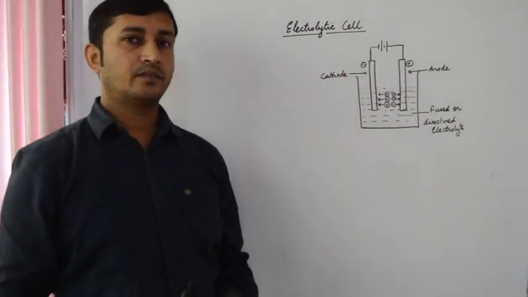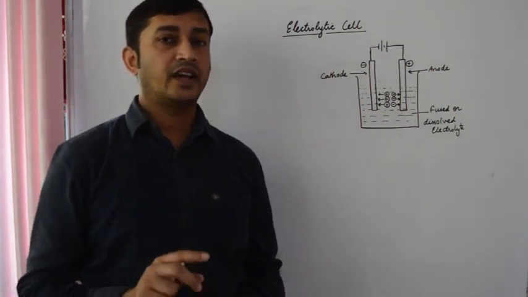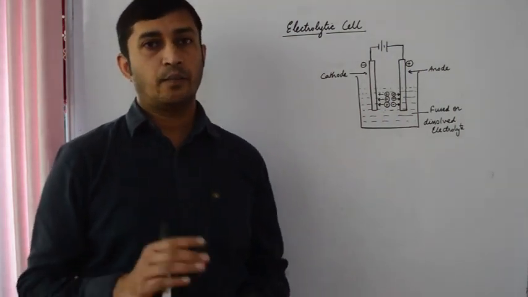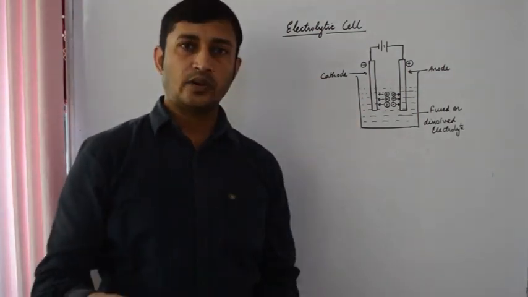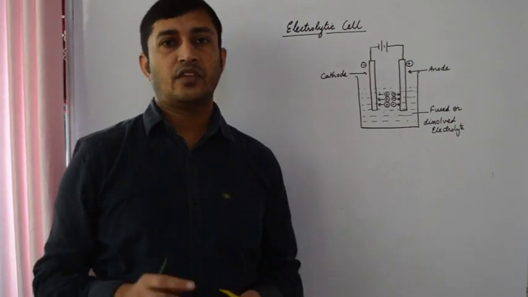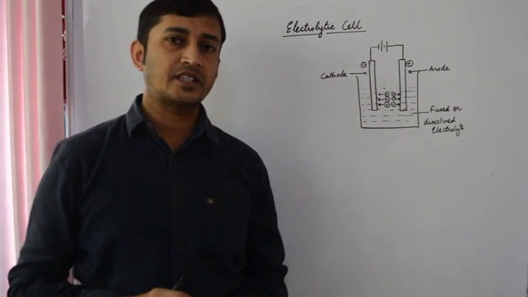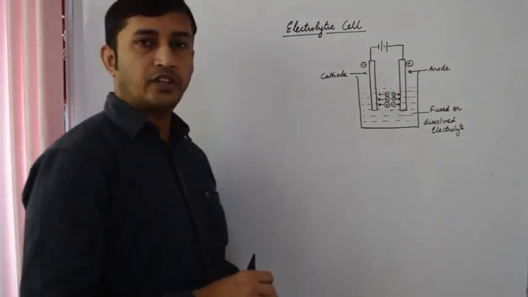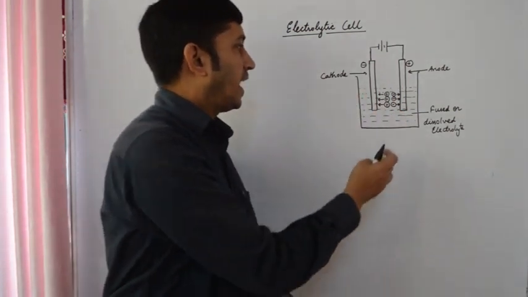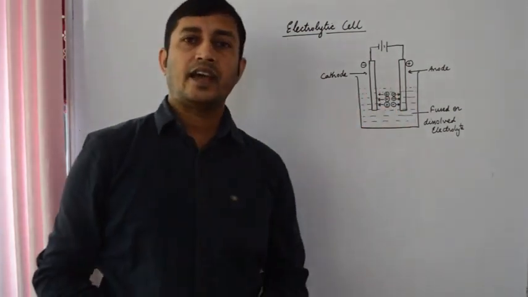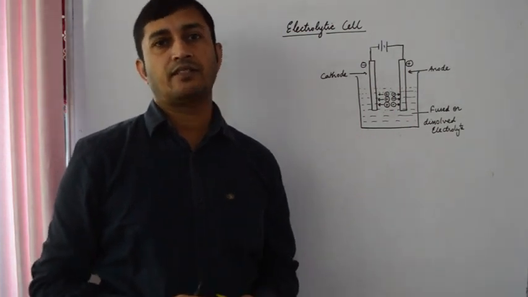Here we have to remember, in the case of a galvanic cell, the anode had negative polarity and the cathode had positive polarity. But in the case of an electrolytic cell, the cathode has negative polarity and the anode has positive polarity. Now, when the current is passed, the ions present in the electrolyte will start moving towards the opposite electrode. Positive ions will move towards the cathode and negative ions will move towards the anode. At the electrodes, they will get discharged and be released.